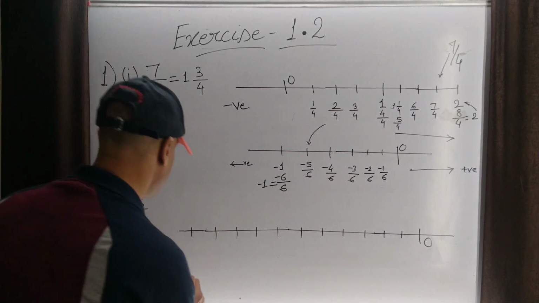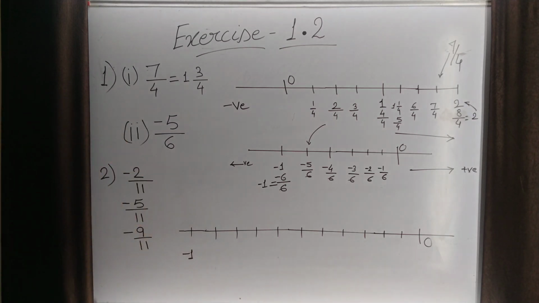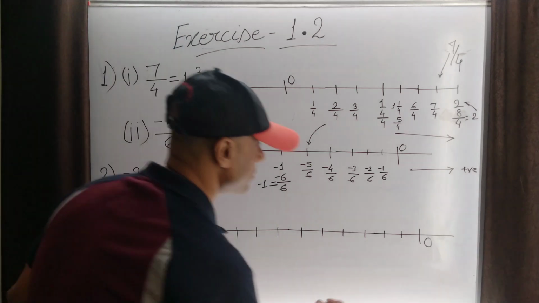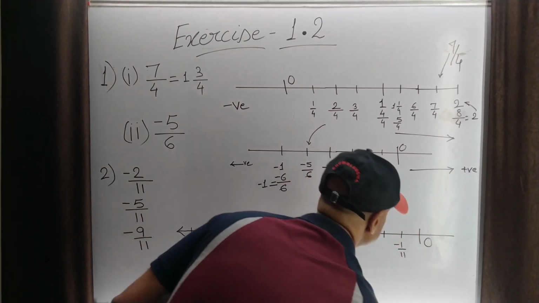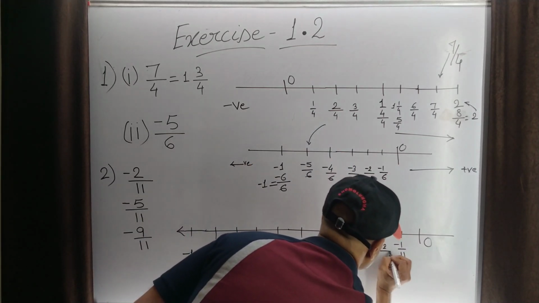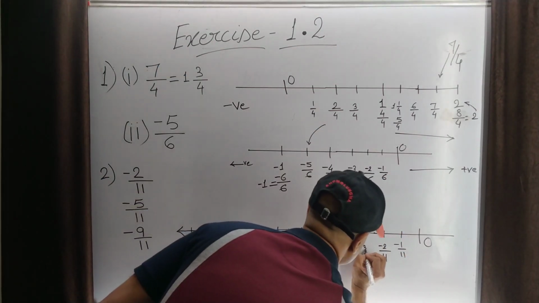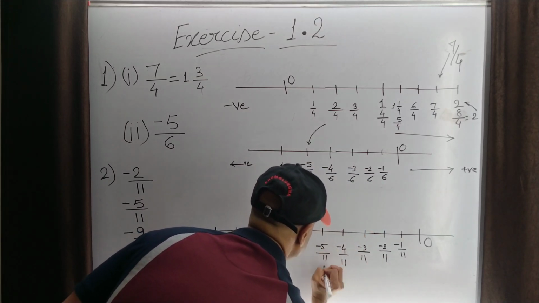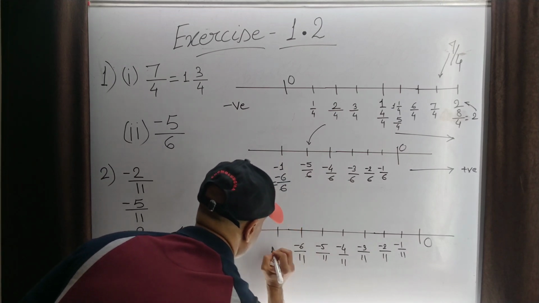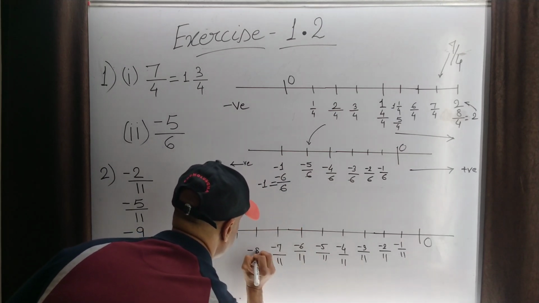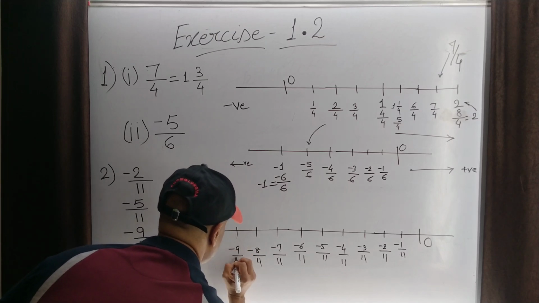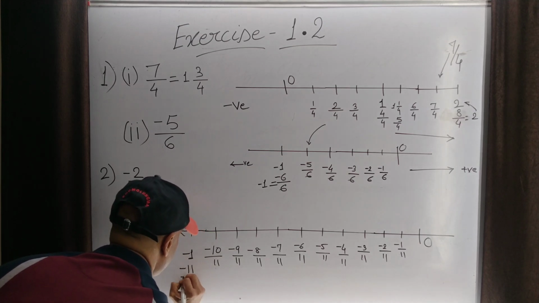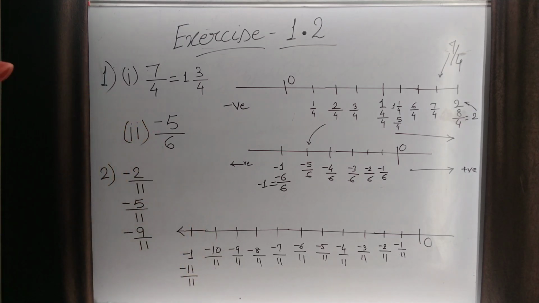So here will be minus 1. Let's number again. This will be minus 1 by 11, first part. Minus 2 by 11. Minus 3 by 11. Minus 4 by 11. Minus 5 by 11. Minus 6 by 11. Minus 7 by 11. Minus 8 by 11. Minus 9 by 11. Minus 10 by 11, and this is minus 11 by 11, that equals minus 1.